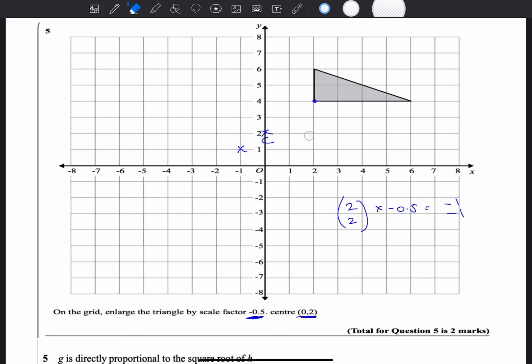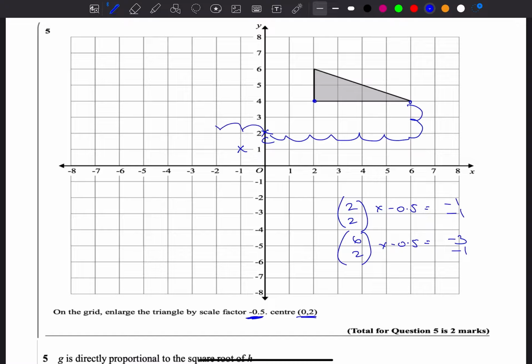Then if I erase this again, let's say I want to go to that point. 1, 2, 3, 4, 5, 6 right, 1, 2 up. So 6 right, 2 up means 6 and 2 times it by minus 0.5. That will give you minus 3 and minus 1. So you go 3 left from the center, 3 left and then 1 down here. Let me erase them out.